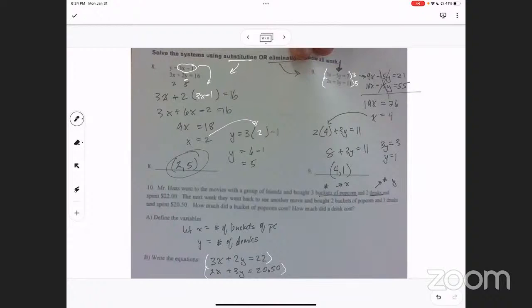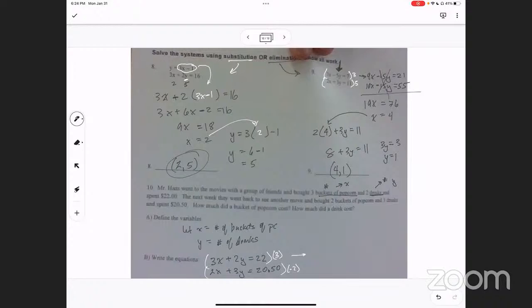3. Okay. And what are you going to multiply the bottom by? 2. How about -2? Oh yeah. Okay. Because I want them to be opposites so that I can just add them straight down.